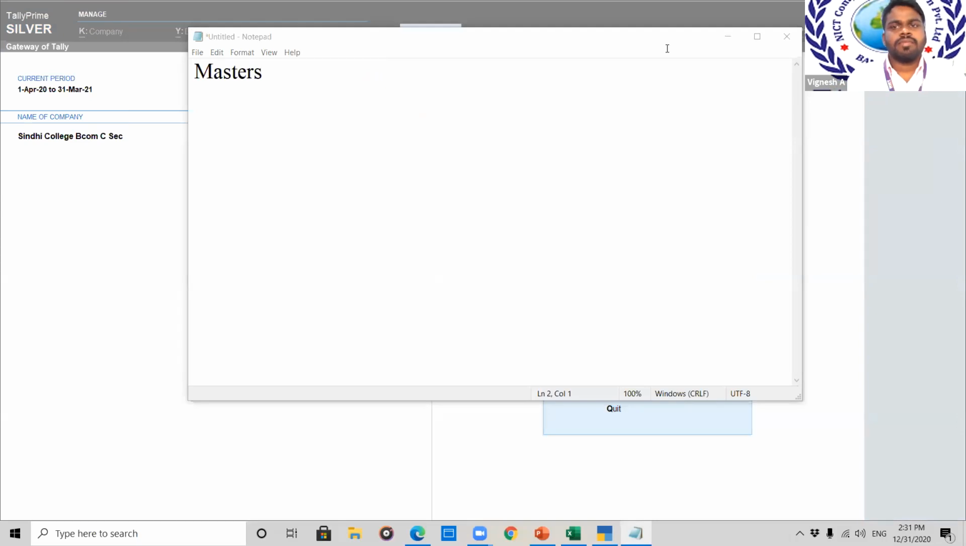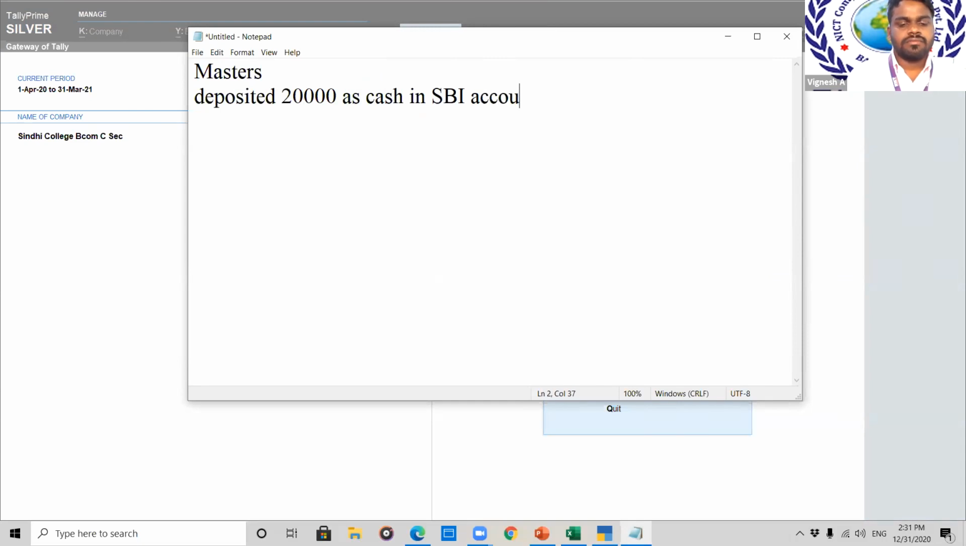When it comes to masters in Tally, for example, let me take a transaction: deposited 20,000 as cash in an SBI account. In your SBI bank account, you have deposited 20,000 rupees as cash. This is a transaction.